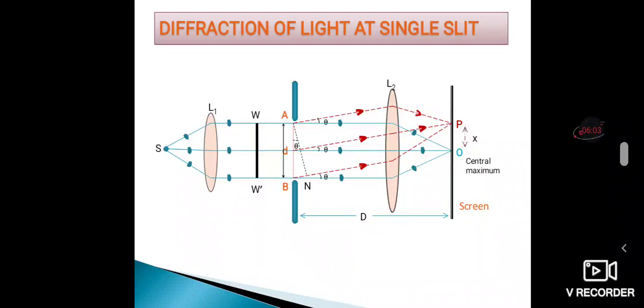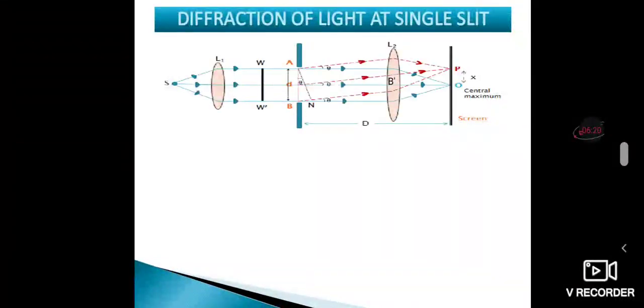So that you have to get with the help of the path difference itself. Then the path difference between the secondary wavelets which are reaching the point P from the corresponding wavefront. So now we have to calculate what our path difference is. Again, the same diagram we have considered.